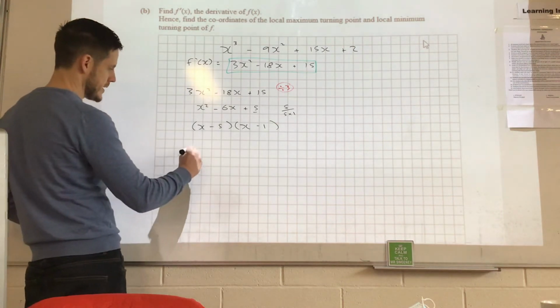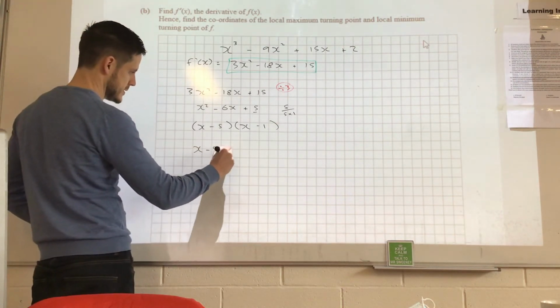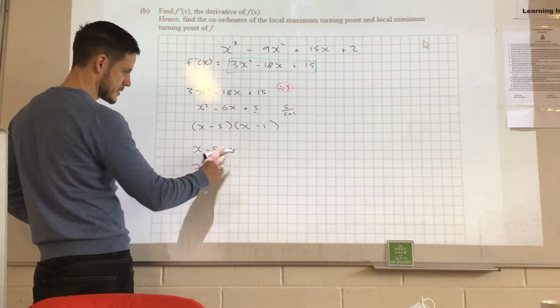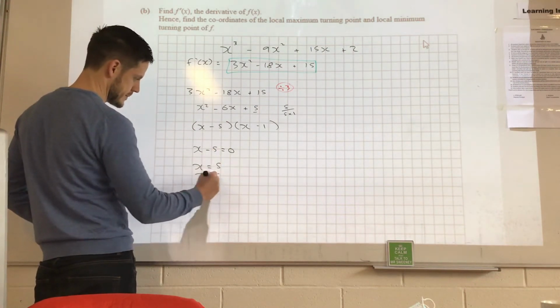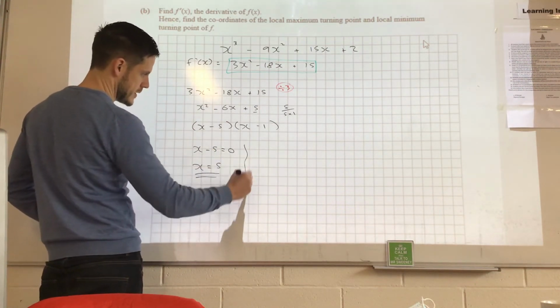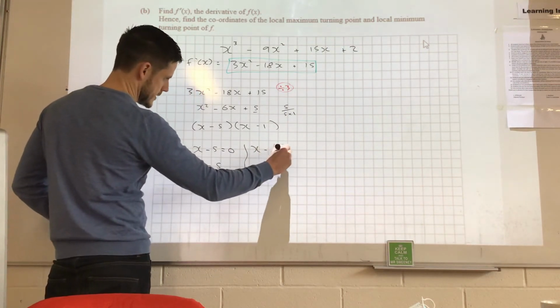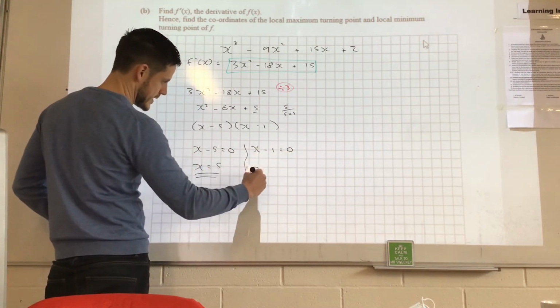So I'm going to take them separately. I'm going to write x minus 5 is equal to 0, so when I bring my 5 across, x is equal to 5. That's my first value. x minus 1 is equal to 0, bring my 1 across, x is equal to 1.